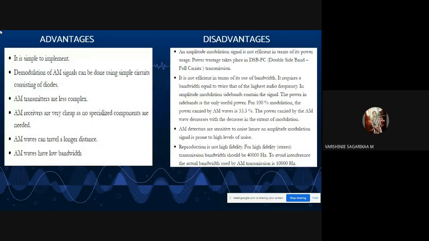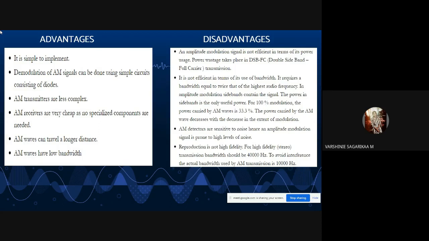Let us now look at the advantages and disadvantages of the amplitude modulation signal. Proceeding with the advantages first. It is simple to implement. Demodulation of AM signals can be done using simple circuits consisting of diodes. AM transmitters are less complex. AM receivers are very cheap as no specialized components are needed. AM waves can travel a longer distance. AM waves have low bandwidth.